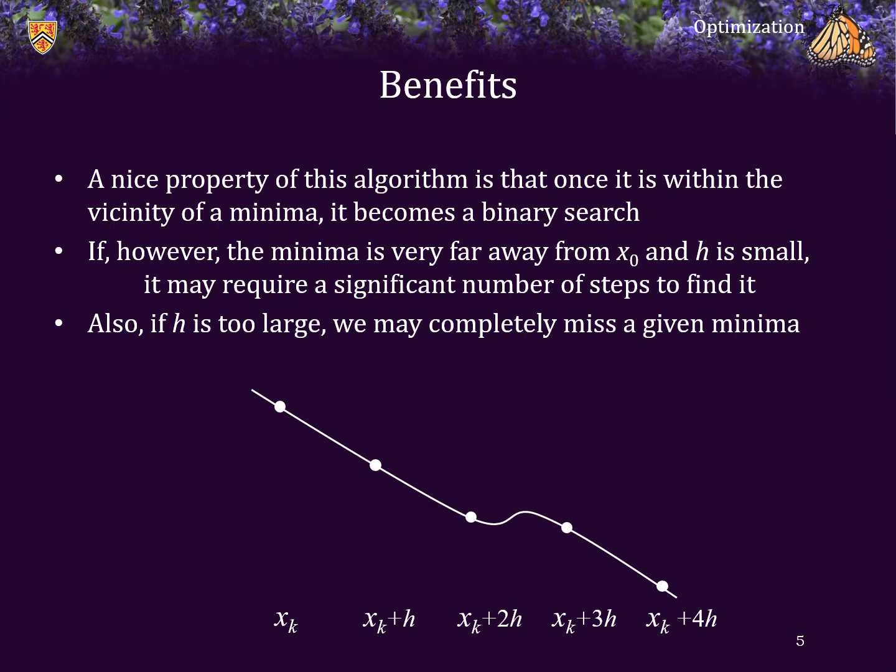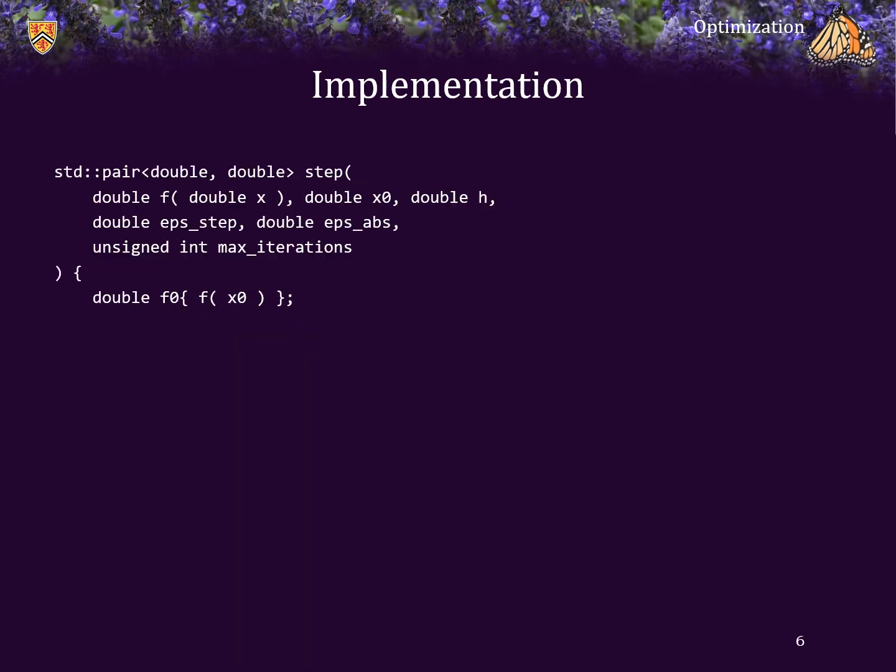Now here's an implementation of the function. We will return the x value, but also the value of the function at that minimum. We will pass it the function pointer, the initial point x0, and the initial step size h. We will also pass our constraints, the step-size epsilon and the absolute epsilon. We will also indicate the maximum number of iterations. So, to begin, we start with f0 being f evaluated at the initial point.